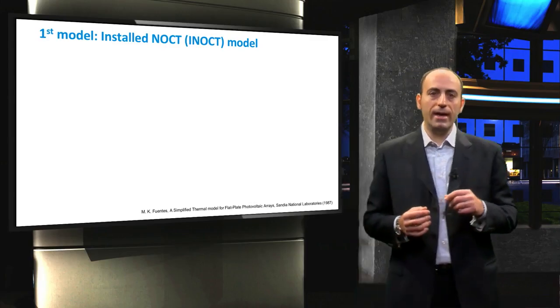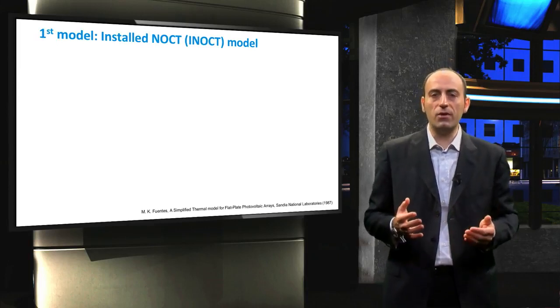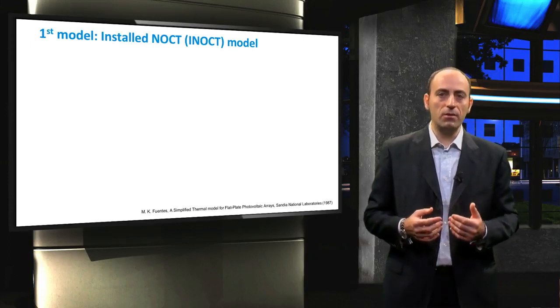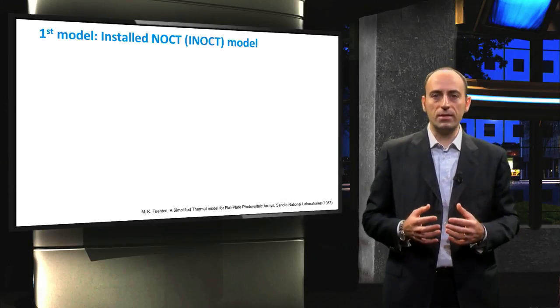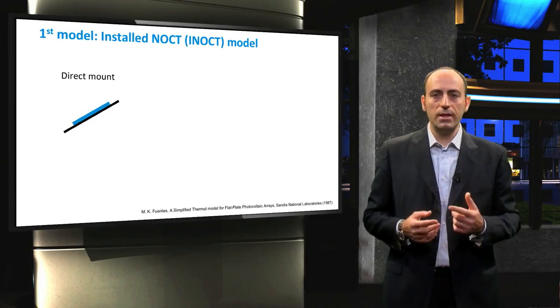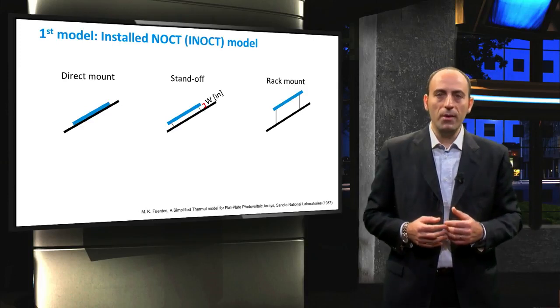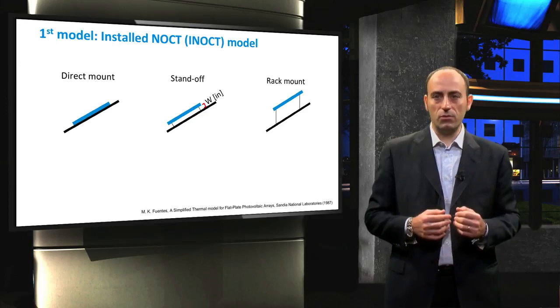However, in order to take into account the mounting configuration of the PV module, the installed nominal operating cell temperature was defined. The INOCT is described as the cell temperature of an installed array under NOCT conditions, and it depends on the different mounting systems and material used for installation. Three main mounting configurations exist: direct mount, standoff with a distance W from the rooftop, and the rack mounting. Basically, the differences lie in the distance between the module and the underlying structure.